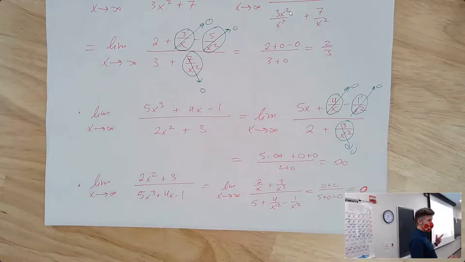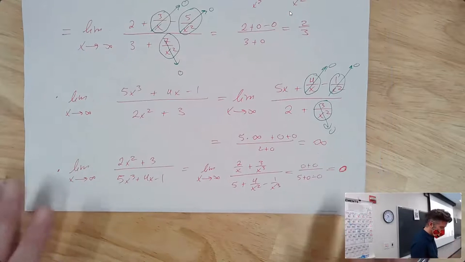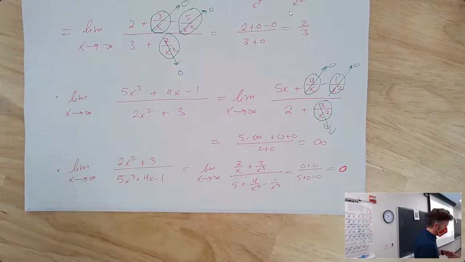0 divided by 0, as we've seen, is a problem, right? A lot of our limits have been the 0 over 0 type, and those are indeterminate and require more work. But 0 divided by 5 is just 0. Great. Happy about that.